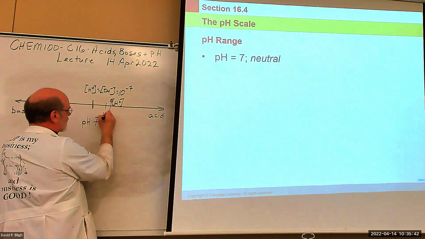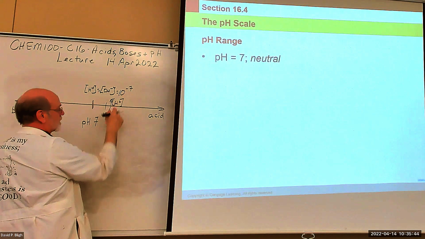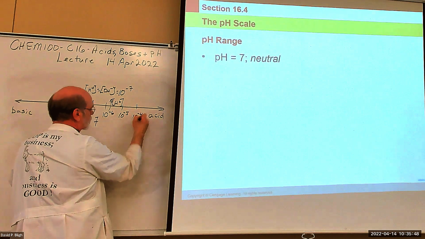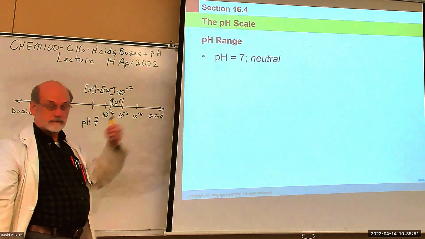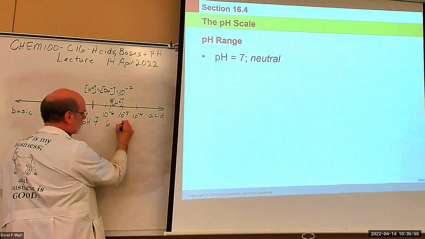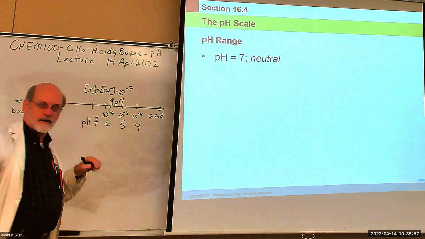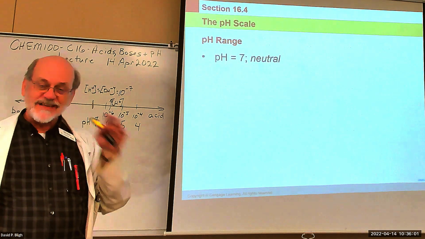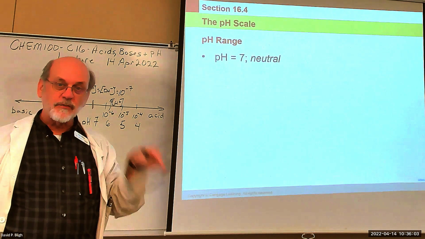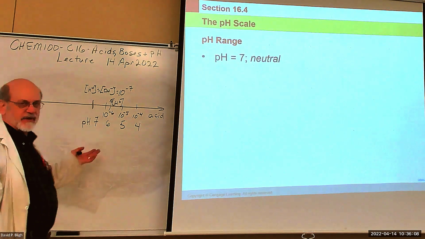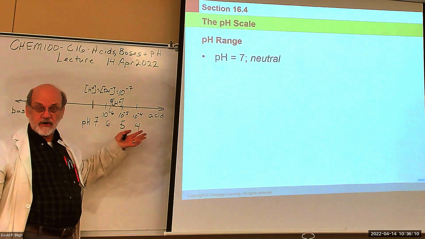So we would have maybe 10 to the minus 6 would be greater than 10 to the minus 7, 10 to the minus 5, 10 to the minus 4, right? On up. Well, what's the pH for this one? And this one? And this one? So as you become more acidic, the pH value gets smaller. And that's simply an artifact of the logarithmic transformation.